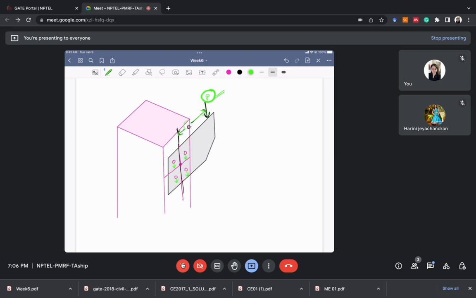Because of this eccentricity, there will be a moment also, because whenever there is an eccentricity, that is, some distance from the center line, like in the last class I told you, when there was a distance between the neutral axis and the applied load, because of that eccentricity a moment will be developed.